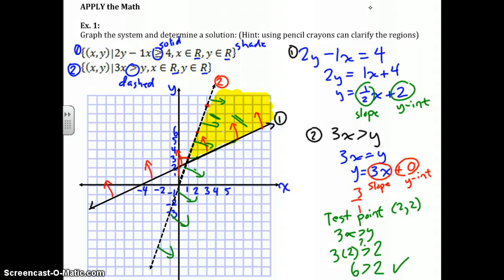And then this question says to determine a solution, so it's just asking for one possible solution. So we could pick any point within this highlighted area. So for example, this point right here, that point is 5, 6. So we could just say 5, 6.